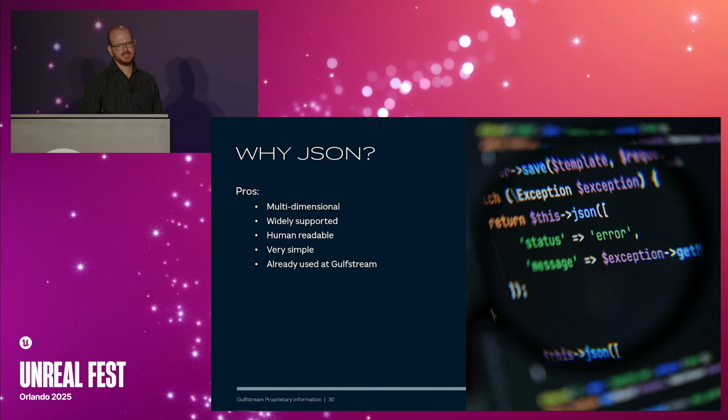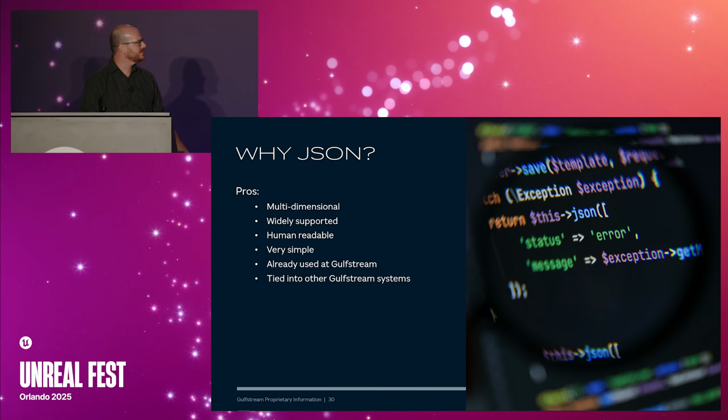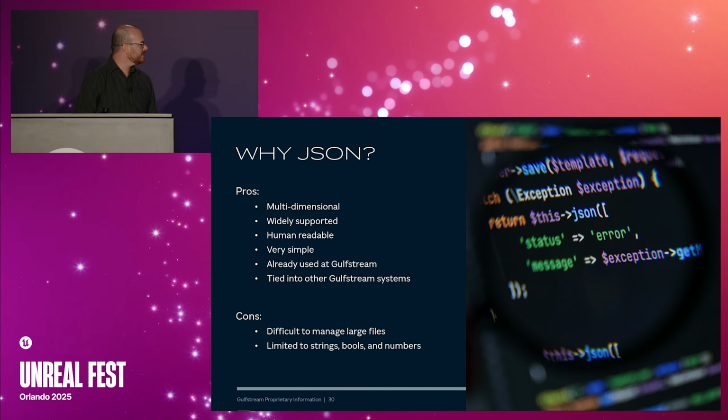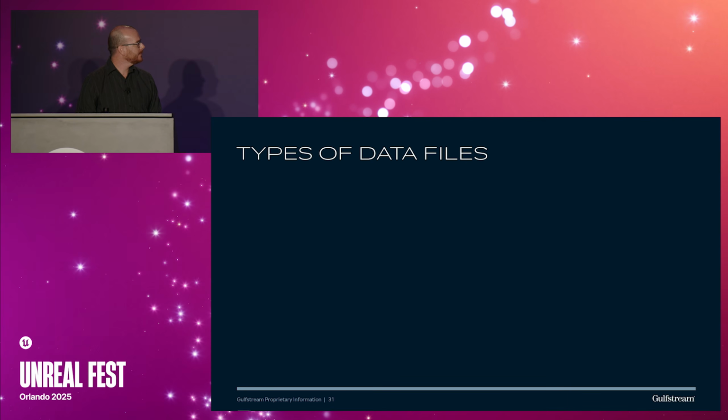Here's a big one for us. As I mentioned, security is a big deal at Gulfstream. Bringing in new, even just data types sometimes can be difficult. So we are using it in a lot of applications at Gulfstream, so there's no worries about that. And it's already tied into other Gulfstream systems as well. Again, there's still cons though with JSONs. It can be difficult to manage larger JSON files because of the extra coding. That could probably be said of any data type, however. And then you are still limited with variable types to strings, bools, and numbers.